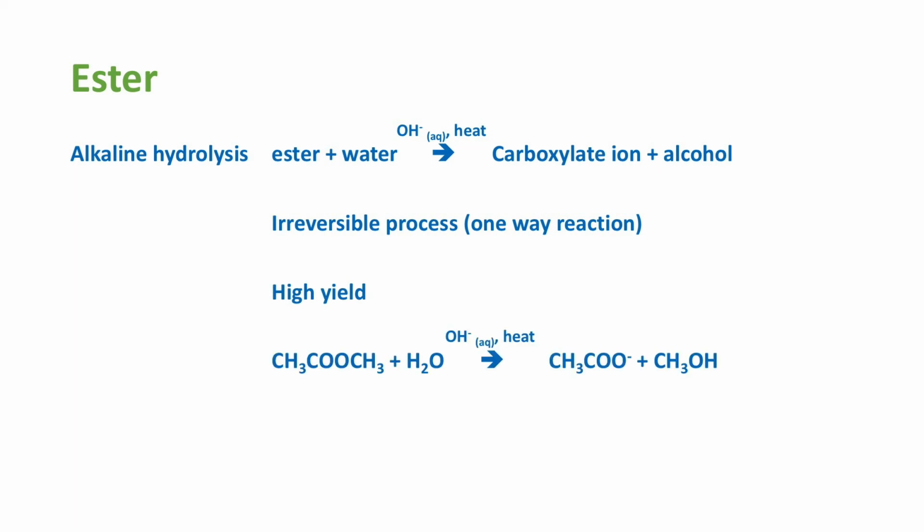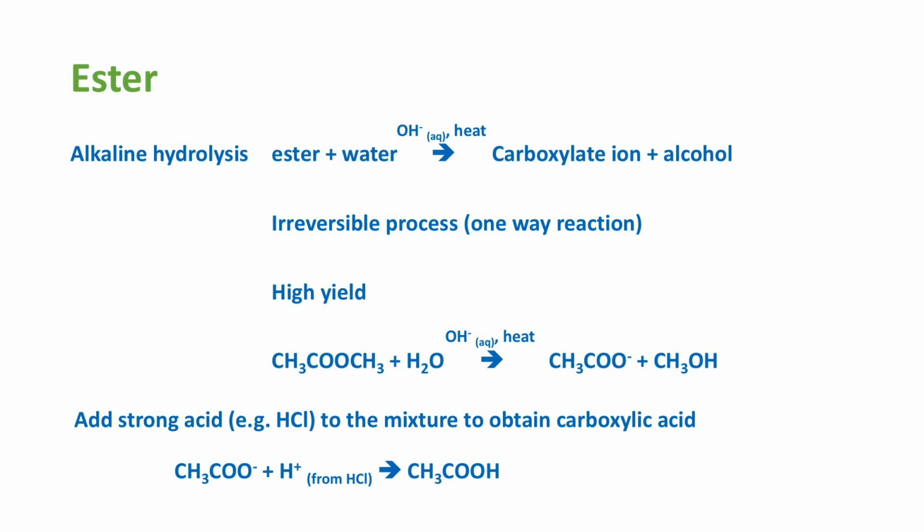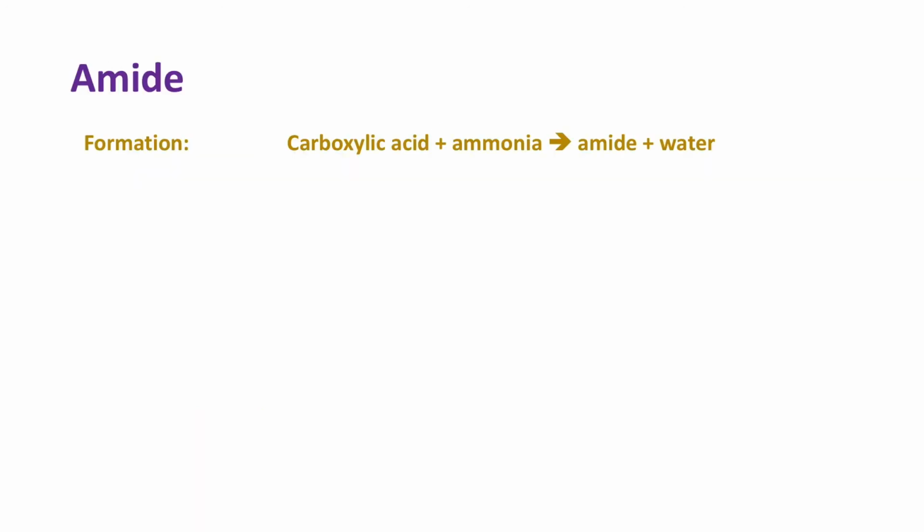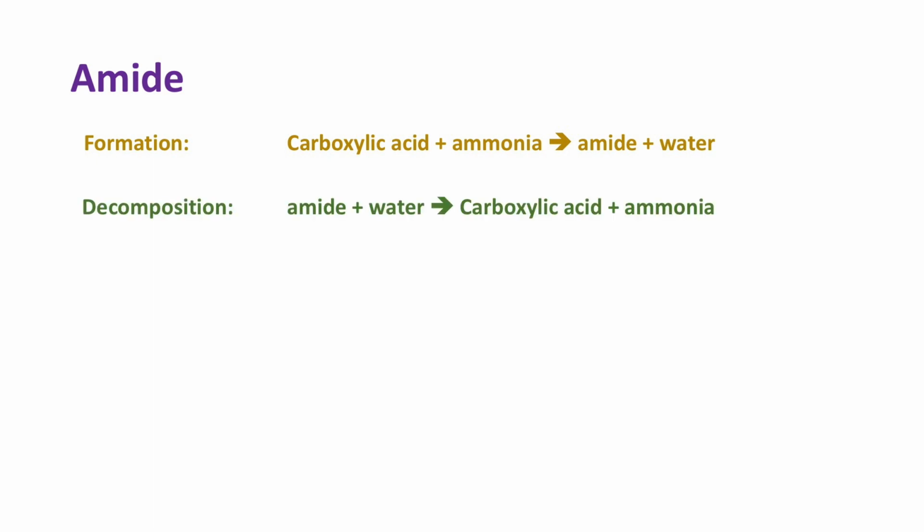But the problem is we only get carboxylate ion now. So what should be done if we want to have the carboxylic acid? The answer is simple. Just add strong acid to the carboxylate ion. Being a weak acid, the anion will absorb the hydrogen ion quickly and become molecule again, and the carboxylic acid can be obtained.